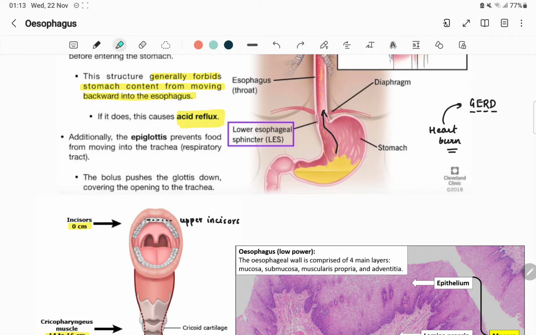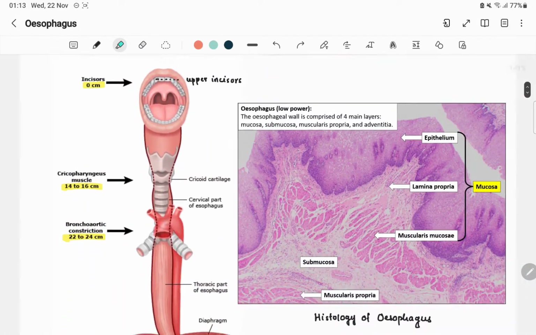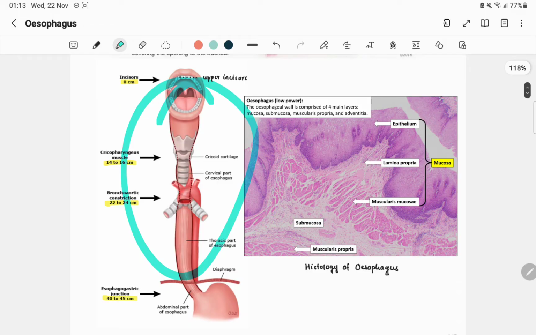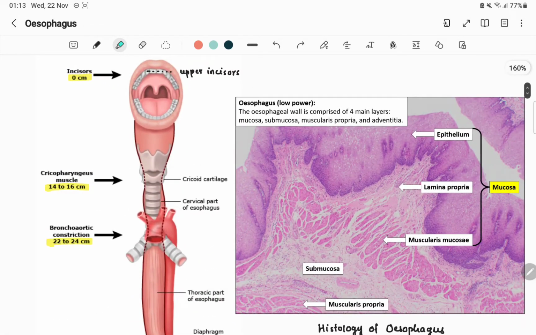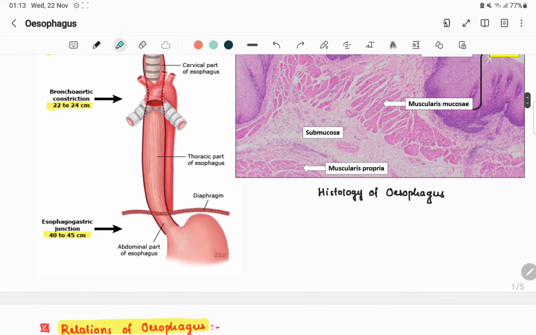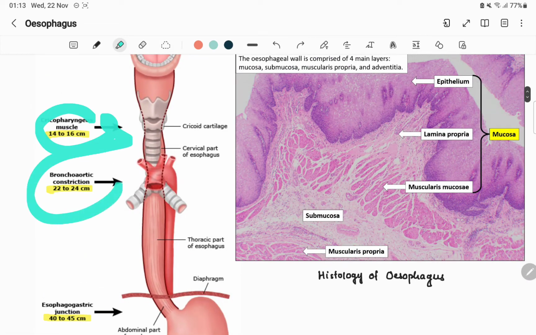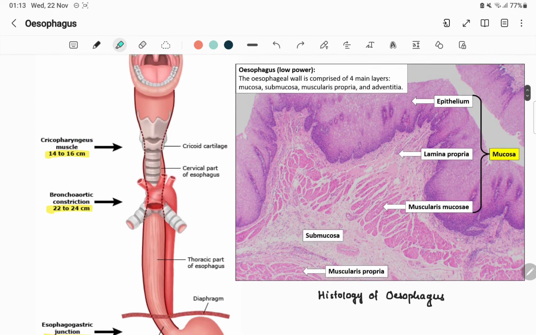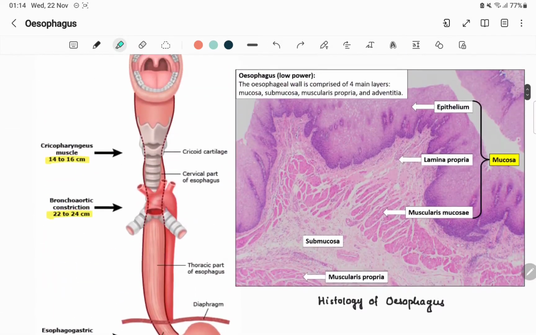Normally the epiglottis prevents food from moving into the trachea. Then the esophagus has a few parts and a few constrictions, like the cricopharyngeal constriction, the bronchoaortic constriction, and the esophagogastric junction. We have different levels and lengths. We'll discuss them in the schematic diagram later.